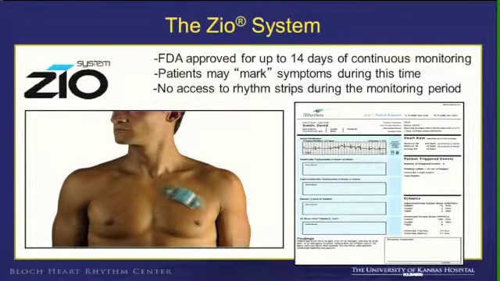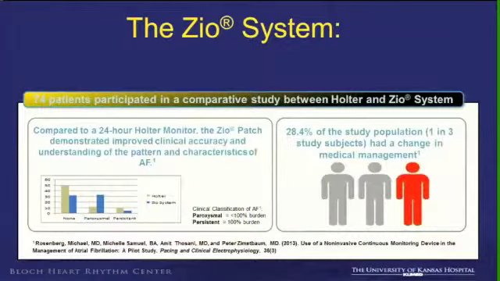It's sort of like a jelly-like consistency, and it's FDA approved for up to 14 days of continuous monitoring. So like a very long-term Holter monitor. There is a mechanism for which patients can mark these symptoms during the time, and the patients can actually do what they want, take showers and whatnot with it. They just can't submerge it in water, so you can't be in a pool or anything like that because the gel will fall off. There's, again, no access to rhythm strips during the monitoring system.